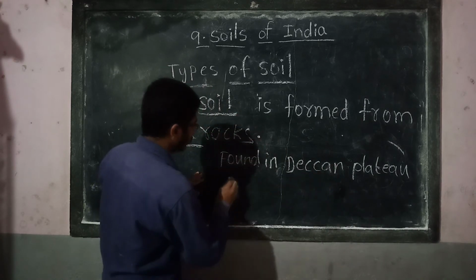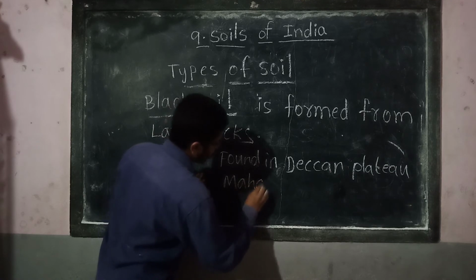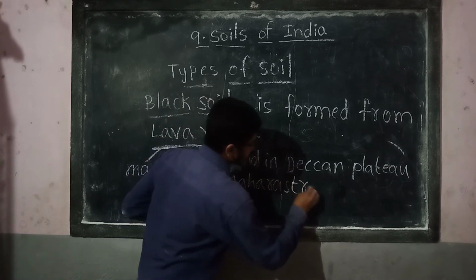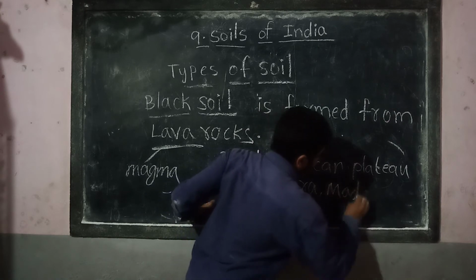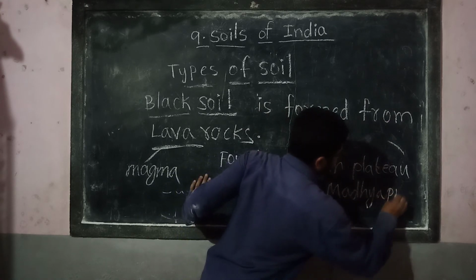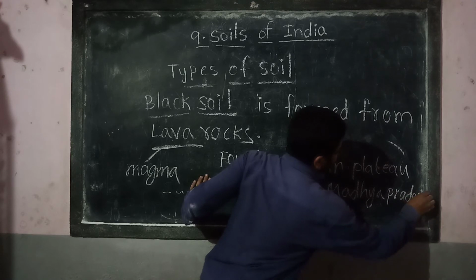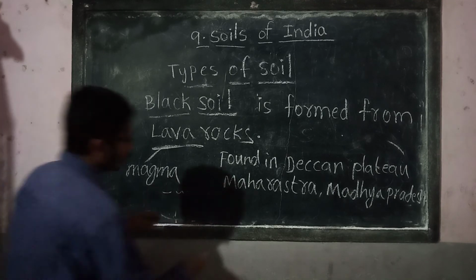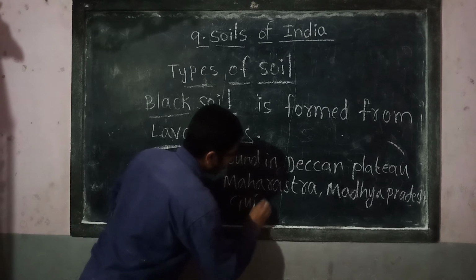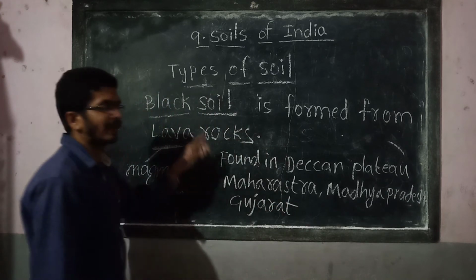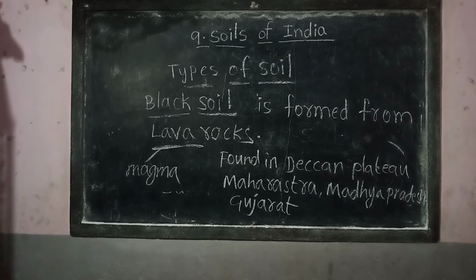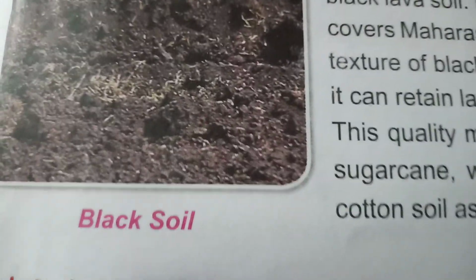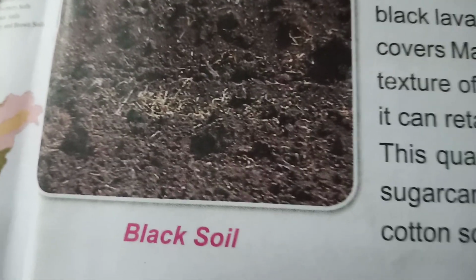So the Deccan Plateau region includes Maharashtra, Madhya Pradesh, Gujarat, and in Gujarat also it is formed. So in these places, this black soil is formed. So see the picture again. Where is the black soil formed? It is found in Madhya Pradesh, Maharashtra, Gujarat. Clear?